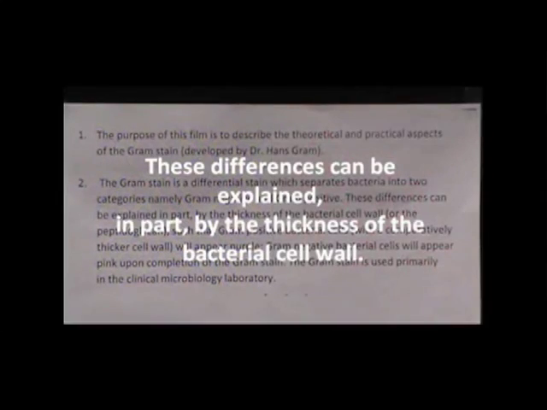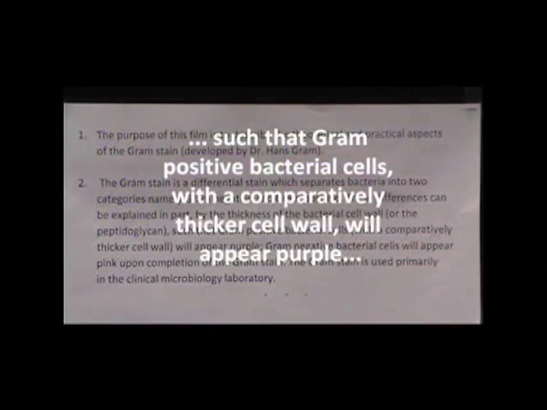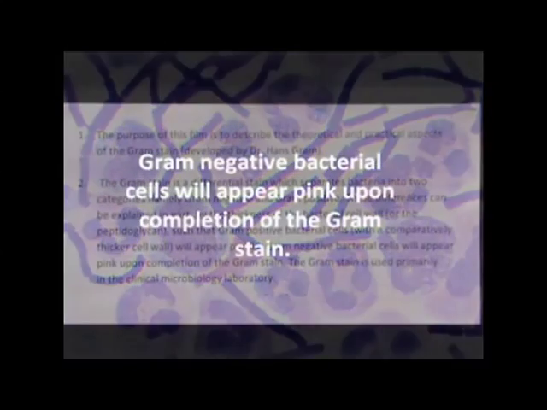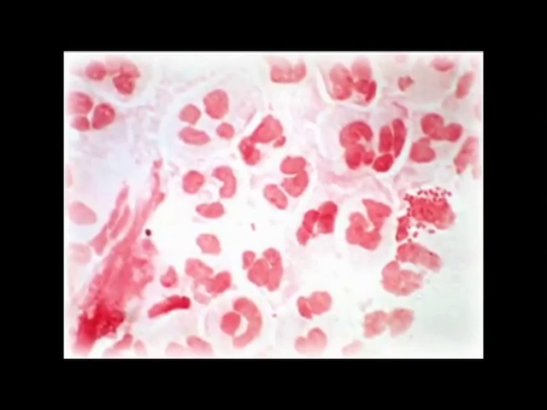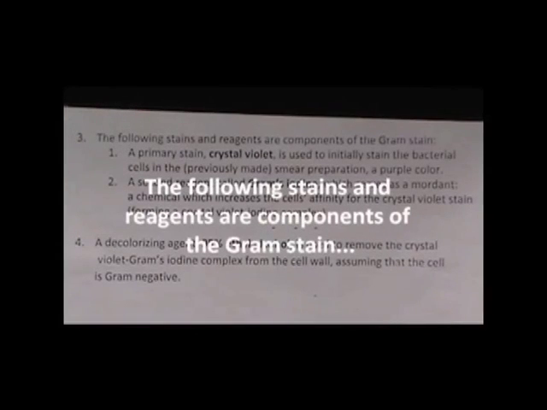These differences can be explained in part by the thickness of the bacterial cell wall or the peptidoglycan, such that gram-positive bacterial cells with a comparatively thicker cell wall will appear purple. Gram-negative bacterial cells will appear pink upon completion of the Gram stain. The Gram stain is used primarily in the clinical microbiology laboratory. The following stains and reagents are components of the Gram stain.